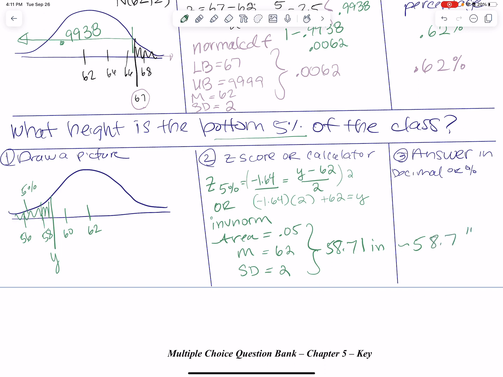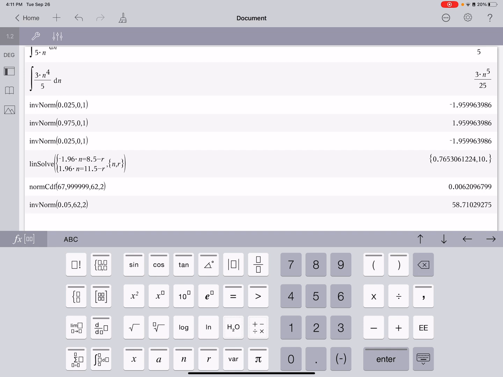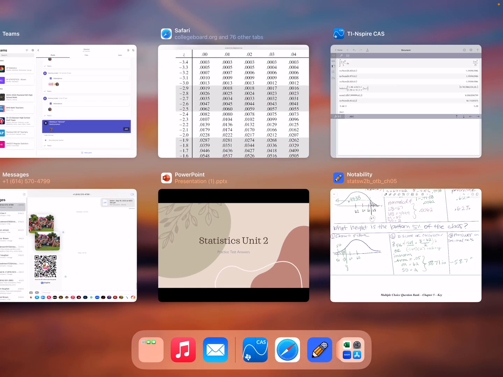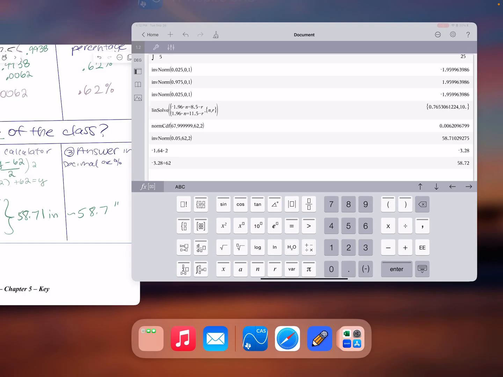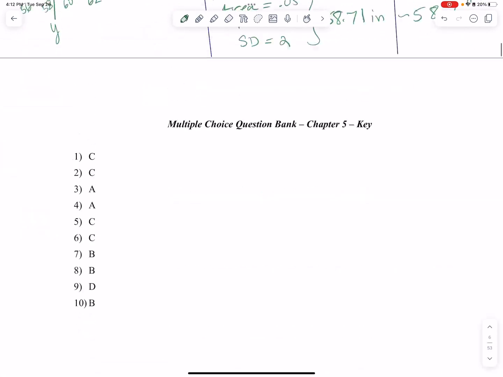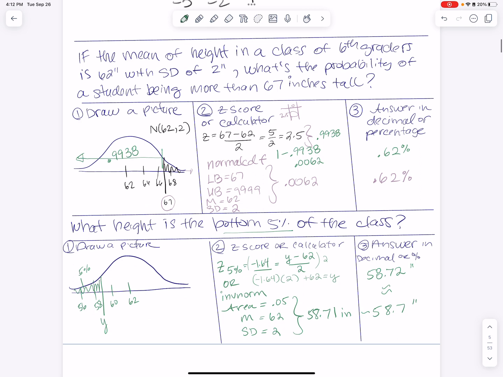And this one, if I put it in the calculator, I would put negative 1.64 times 2. And I need to add 62 to that. So that's 58.72. So you can see that it's a little bit different, but it's very much close enough that they're about the same. Okay, I hope that helped you, and good luck when you are trying to take this test tomorrow.